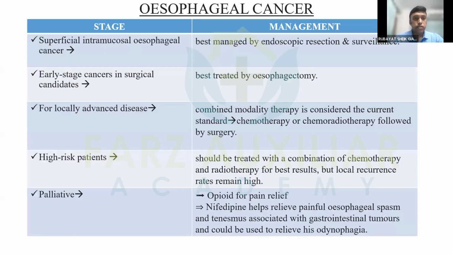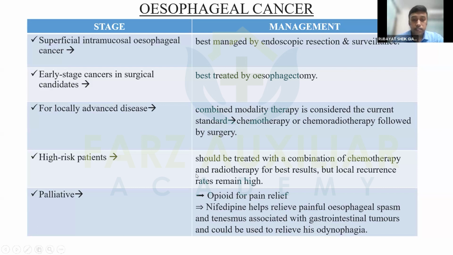How will you manage this patient? Obviously, it depends on the staging, whether it's confined to the mucosa, whether it's an early stage, whether it's locally advanced, whether it's a metastatic disease. So I've just summarized it in this table for you. If you have a superficial intramucosal esophageal cancer, you do an endoscopic resection and surveillance. If it's early stage, you do a surgery, esophagectomy. If it's locally advanced, that it's invaded the walls, you have to do a surgery with chemotherapy and chemoradiotherapy. If it's high risk, you do a combination of chemotherapy and radiotherapy.